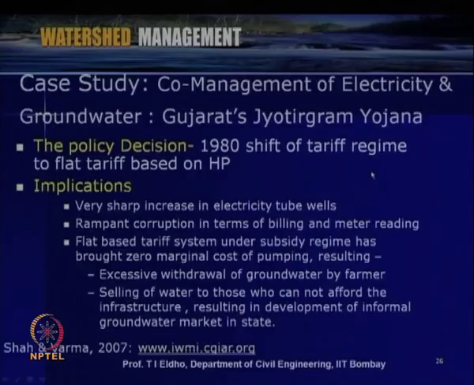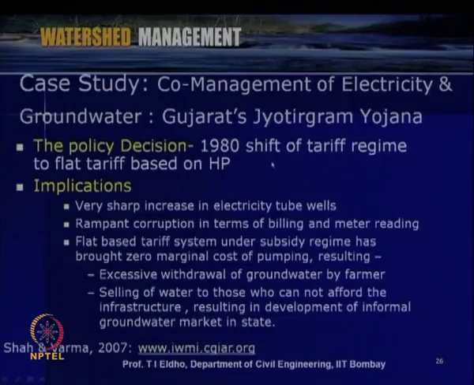So, now before closing this lecture, let us look into the importance of the development of appropriate policies and legislation as far as either water management or energy management is concerned. So, let us consider a case study, cooperative management of electricity and groundwater. This case study is the Gujarat Jyotir Gram Yojana, or Jyotir Gram scheme. In the 1980s the state governments made a regulation.